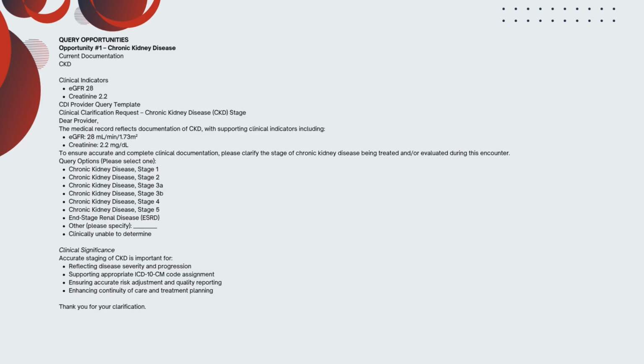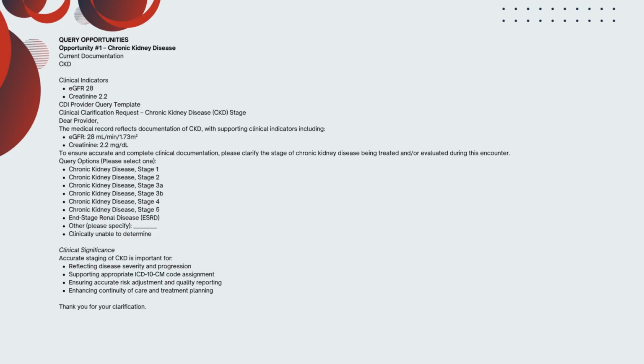CDI provider query template. Clinical clarification request. Chronic kidney disease, CKD stage. Dear provider, the medical record reflects documentation of CKD, with supporting clinical indicators including eGFR of 28 and creatinine of 2.2 mg per deciliter. To ensure accurate and complete clinical documentation, please clarify the stage of chronic kidney disease being treated and/or evaluated during this encounter.